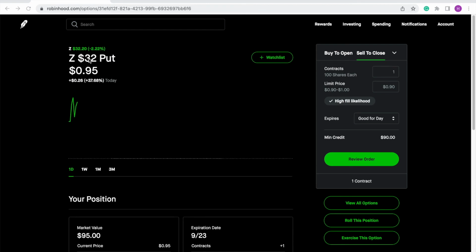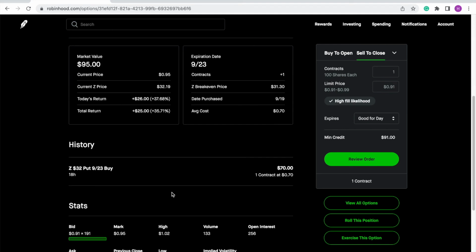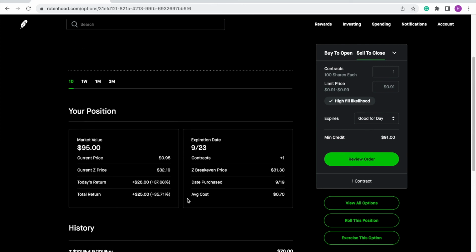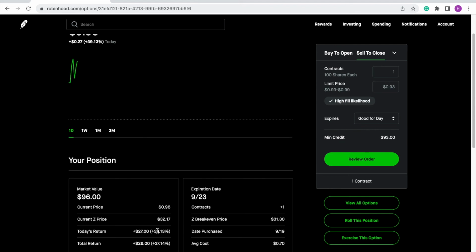So that $32 put that we sold, Zillow right now is currently down 2.22%. It's down on the anticipation of the home sales figures coming out tomorrow, as well as the Fed hike coming in tomorrow. Now, this is some strategy that I'm going to talk a little bit more in detail in future videos. But essentially, we have two options here. As you can see, we bought it for 70 cents, and it's now worth 96 cents or $96. Remember, each option is 100 shares. It's a little package of 100 shares.